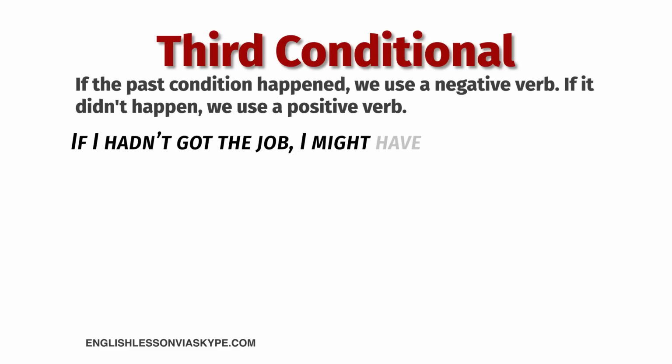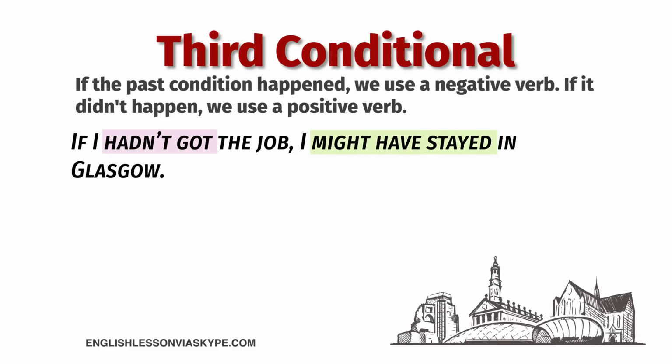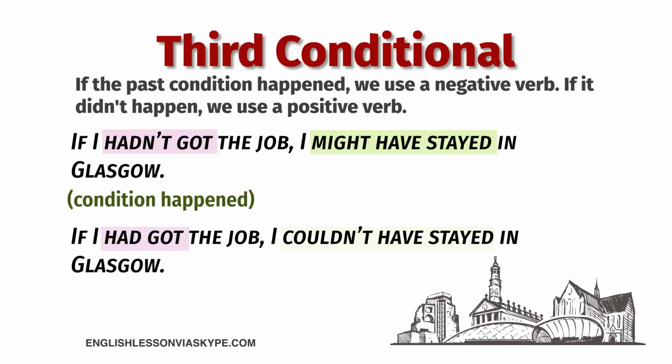Okay, if I hadn't got the job, I might have stayed in Glasgow. The fact is, or the condition is, it happened. I did get the job, so I didn't stay in Glasgow. If I had got the job, I couldn't have stayed in Glasgow. So it means I didn't get the job, and therefore I did stay in Glasgow. So if the past condition happened, you use a negative verb, and if it didn't happen, then the opposite, we use a positive verb, vice versa.